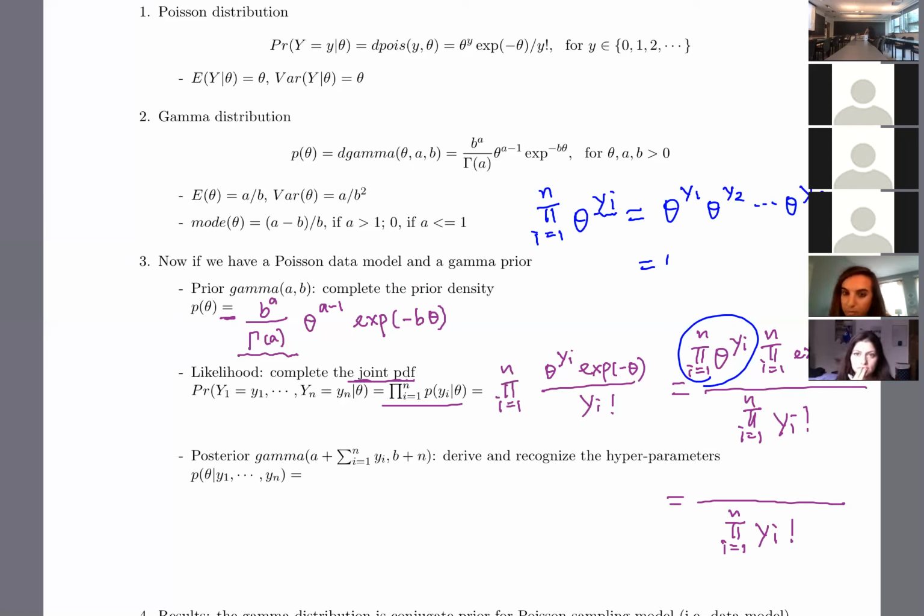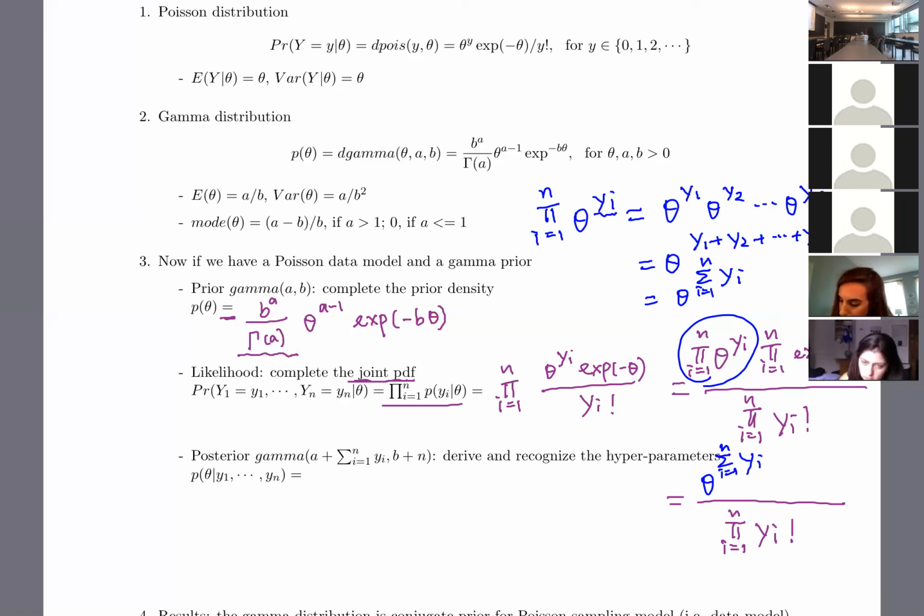And then that would just be theta to the power of y1 plus y2 plus until yn, which is theta raised to the sum of yi, i from 1 to n. Okay, all right, so this is the first simplification that we can do. And you notice that we want to do this because later when you try to combine with the prior, you want to keep things in the power of theta so you can combine things.